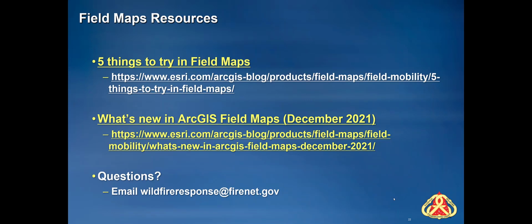Pocket guides for iOS and Android devices are available in the Incident Resources group in the NIFC org. Also, there are several resources available online with a quick search, such as 5 things to try in Field Maps, and keep up with new functionality as it comes out quarterly in the What's New in ArcGIS Field Maps. If you have any questions, please email wildfireresponse@firenet.gov.